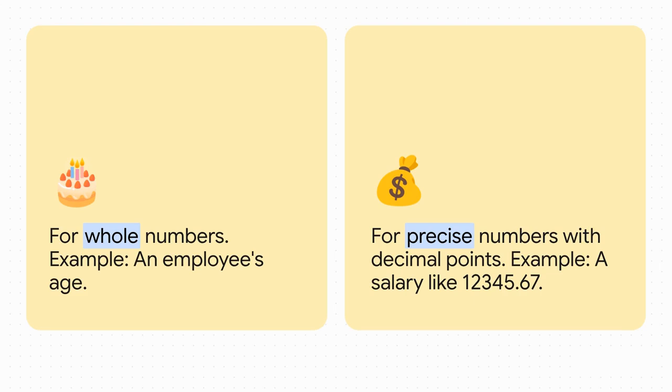But what if you need to be super precise, like when you're dealing with money? For that, we need the decimal type. It's designed to handle numbers with decimal points, making sure every single cent is perfectly accounted for.